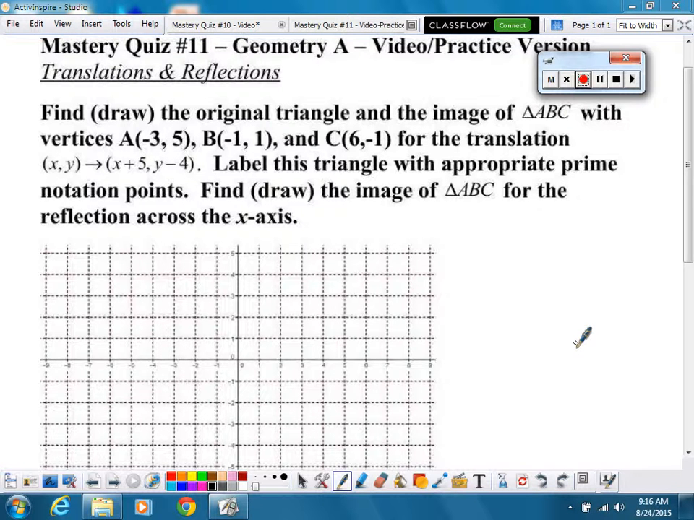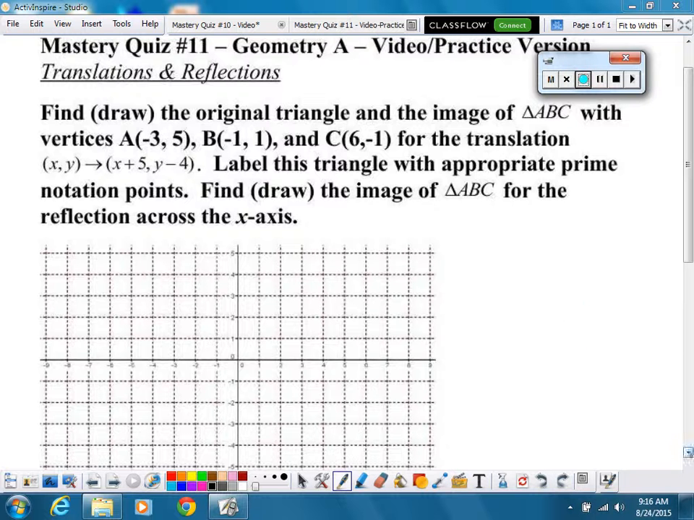It says find the original triangle and the image of triangle ABC with vertices A (-3, 5), B (-1, 1), and C (6, -1) for the translation described as x plus 5 and y minus 4. We're going to label that triangle with the appropriate prime notations. I'll talk about that as I go through this.